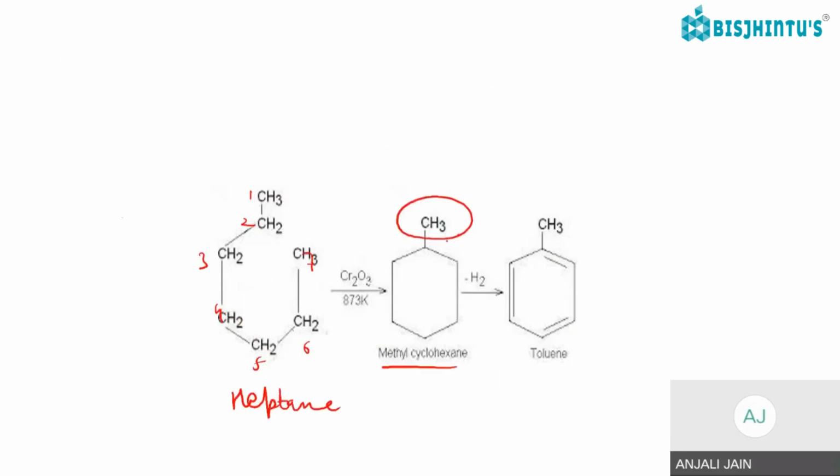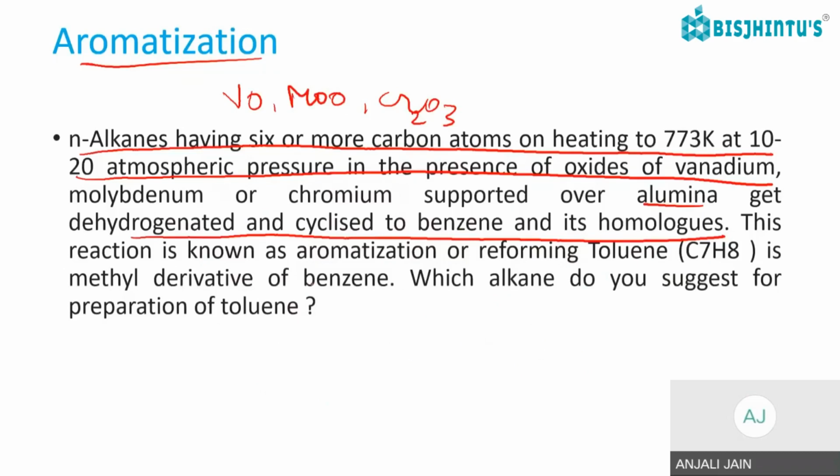Methyl cyclohexane, that's 7-membered. It has formed a cyclohexane-like structure, and then a methyl group is attached. In the presence of chromium oxide, Cr2O3, with the removal of hydrogen, the double bonds form over here and over here, unsaturation comes, and this is what is called toluene. This reaction is known as aromatization or reforming. Toluene is a methyl derivative of benzene.